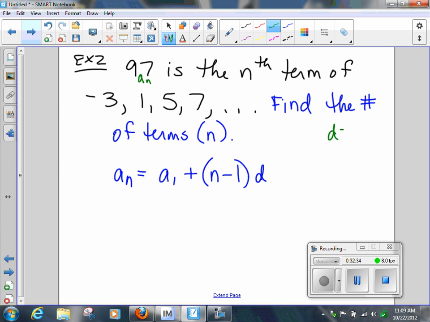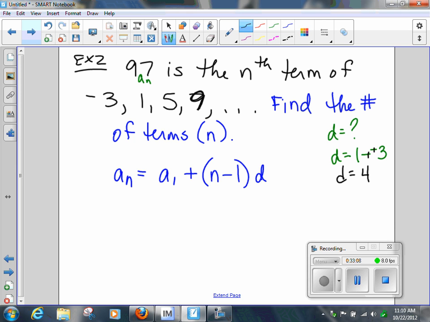What's our d? How do you know it's 4? Because 1 subtract -3, hold it, I may have copied it wrong. Hold up. I copied it wrong. It's 9. It's 9, my fault. That's supposed to be a 9. Be sure you change that. Hey, our d is 4.